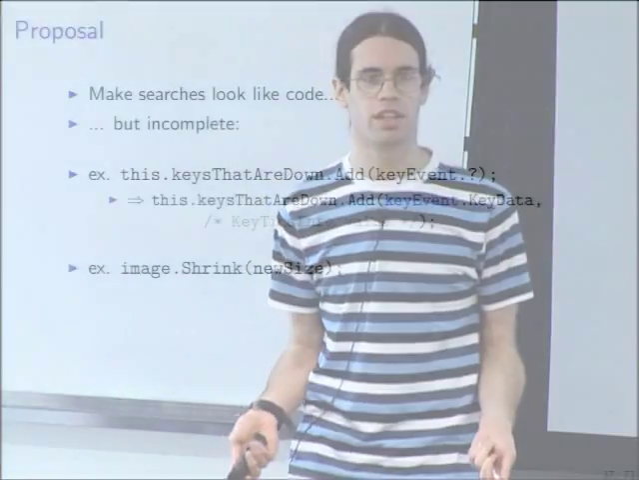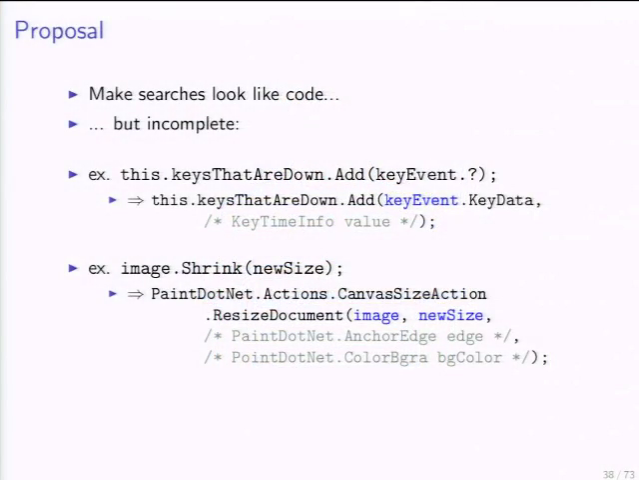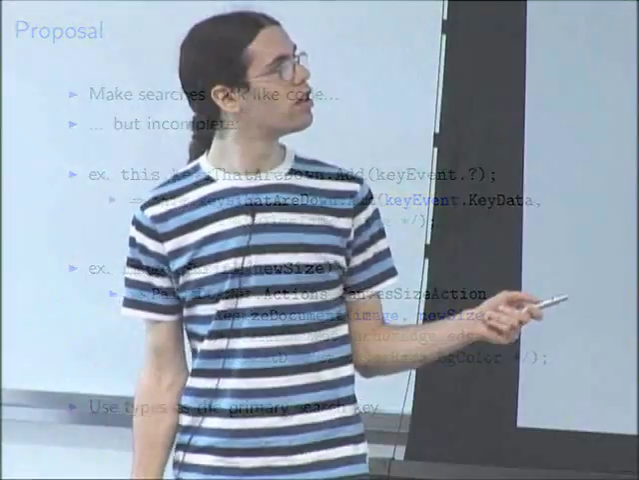Or going back to my running example, if the user wants to shrink an image, the program should be able to tell the user, you need to call resize document, put in the image and new size here, and then also need to know these anchor edge and background color arguments. Key here is that we are using types as the primary search key. That is, this search means find me a method that takes a document and a size.